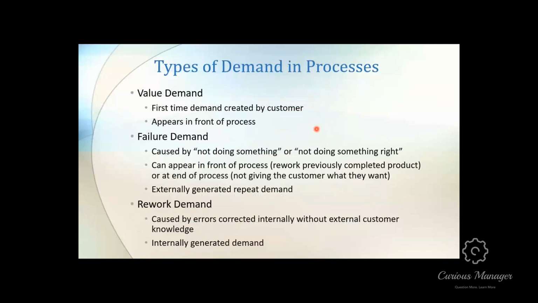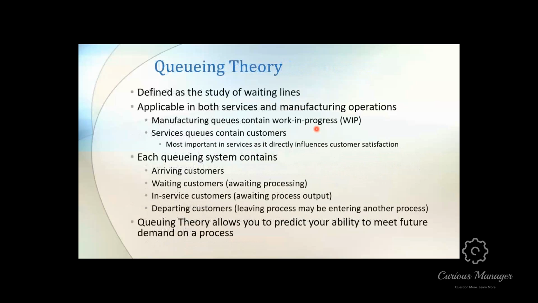So he reworks it in the process. This is internally generated demand. So if you remember, we had the in-process, let me see, let's go back here. We had the in-service customers. Well, the in-service customers can include failure demand, which basically is products being sent back into the queue to be reworked. That was external. And you may have internal demand, rework demand that's internal, that basically causes the queue to stop, so we have to correct it internally.